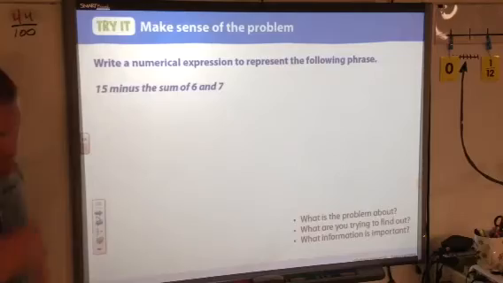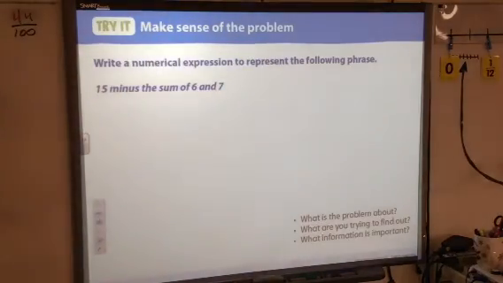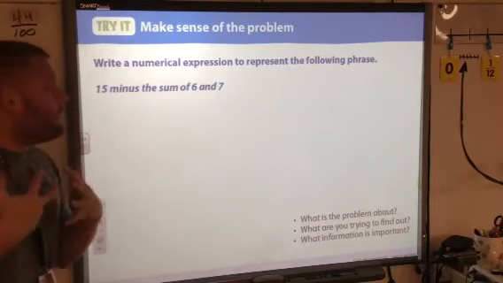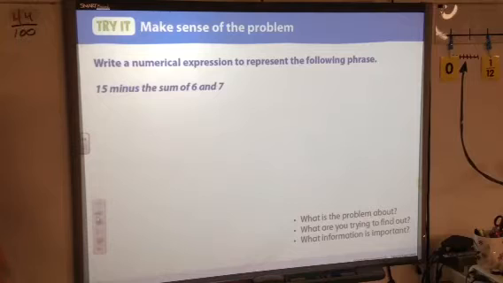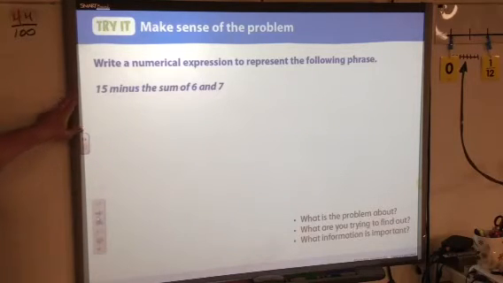Okay, so now we're going to get to what I was describing earlier, page 635. Page 635, guys. It says, write a numerical expression to represent the following phrase. Well, I'm just going to read it out loud for you guys, and we're going to try and find numbers and operations and write that as an expression. We have 15 minus the sum of 6 and 7.